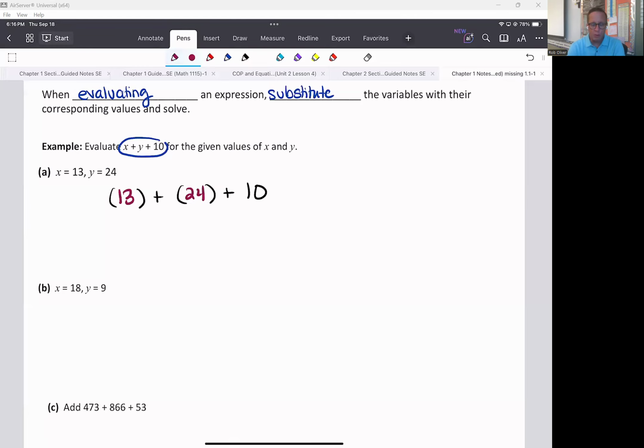So 13 plus 24, that's easy, right? That's 1,000, right? No, that's not 1,000. That's 37, right? That is 37, plus 10 makes 47.